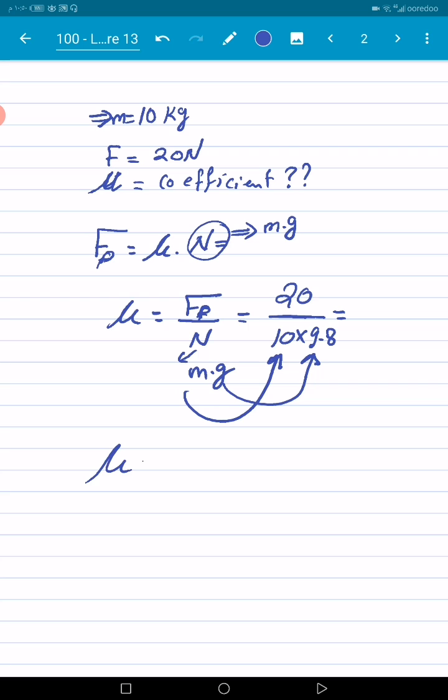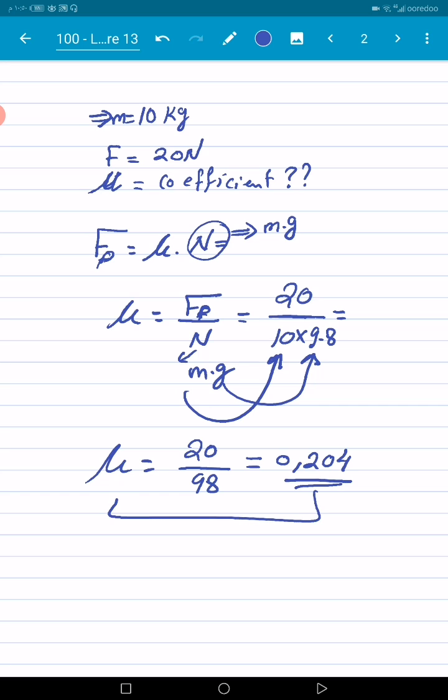So mu is equal to F, 20 Newton, divided by 98, so it's equal to 0.204. Be careful, the coefficient of the friction has no unit, it's only a number. So that is one of the questions.